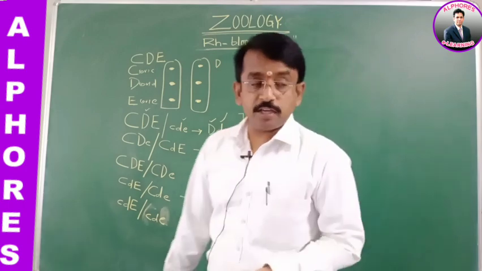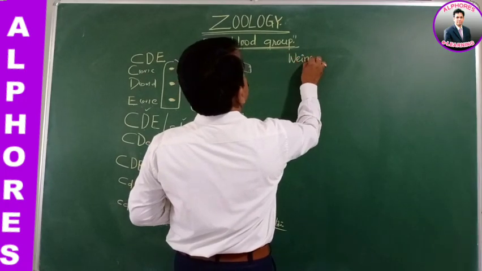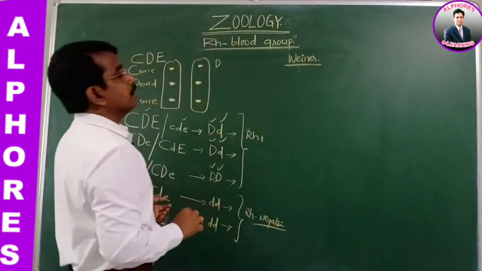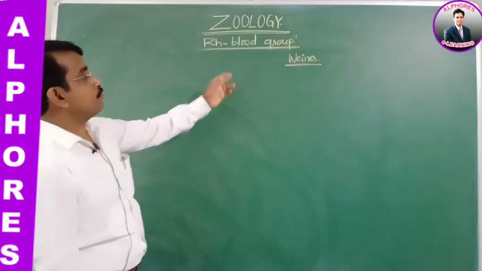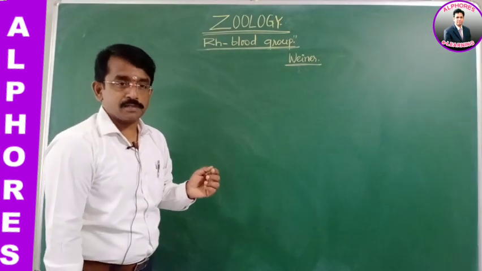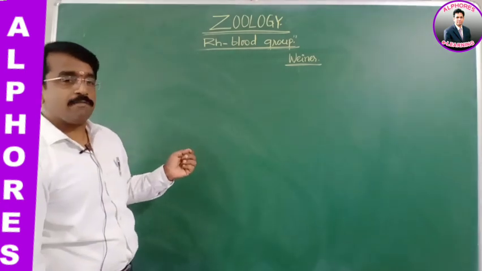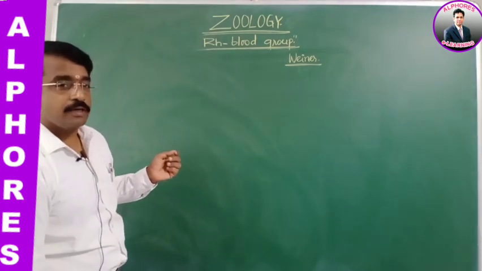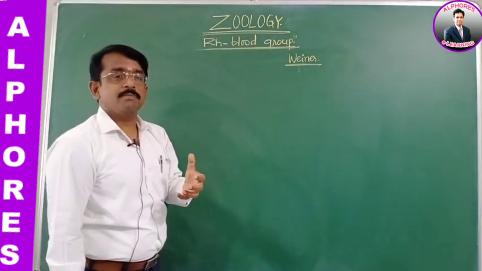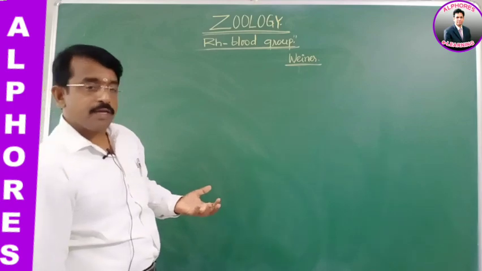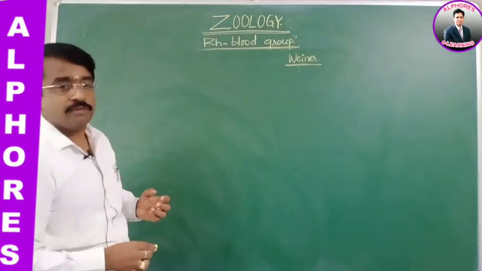The other one we see is the Wiener method of nomenclature. Pause it. Now we'll go for the Wiener method of nomenclature. According to Fisher and Race, the presence of capital D in the CDE nomenclature determines that a person is Rh positive, and double recessive small d is Rh negative. In the same manner, now we'll go for the other method, that of Wiener.